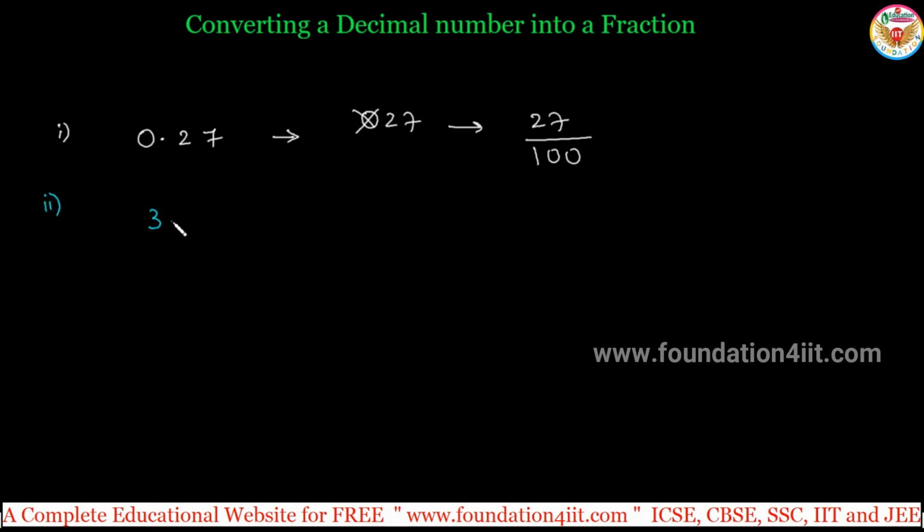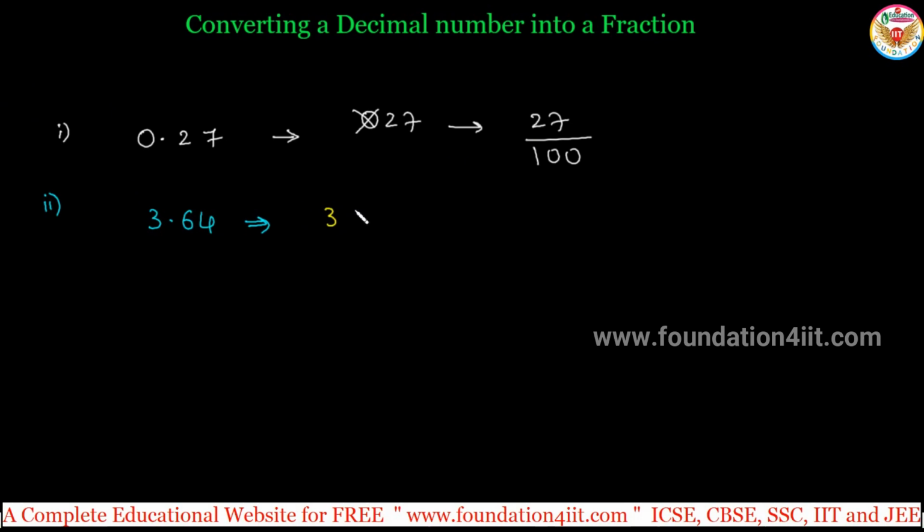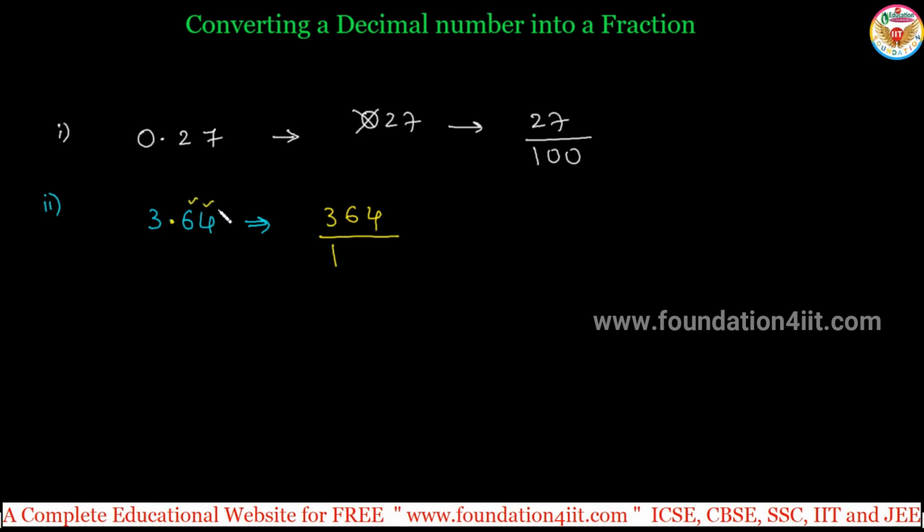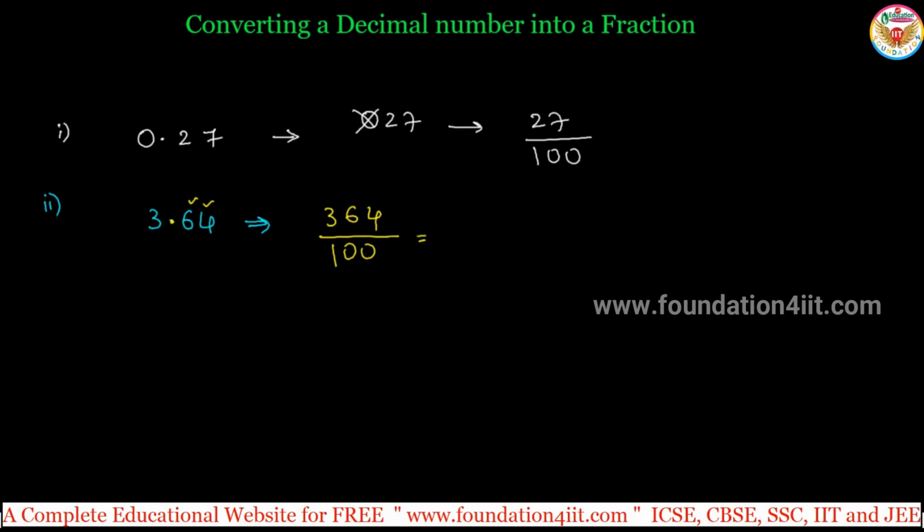Anything, just like 3.64. This we can write by removing the decimal point: 364, divided by 1 followed by, after the point, 2 decimal places, so you keep 2 zeros. So 364 by 100. You can make it into simplest form because it is possible. 27 by 100 has no common factor.